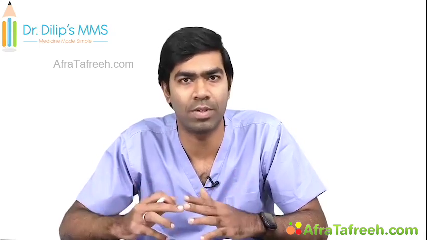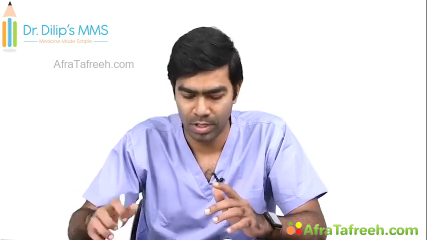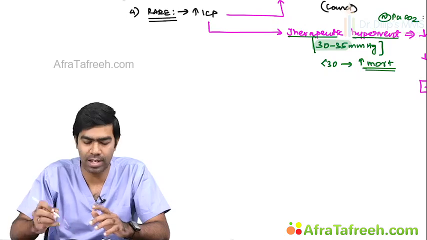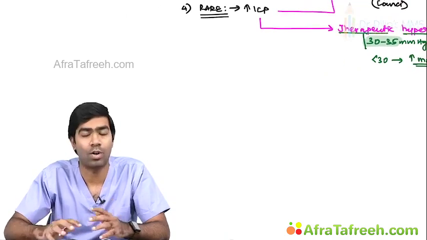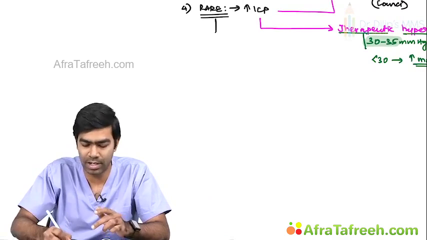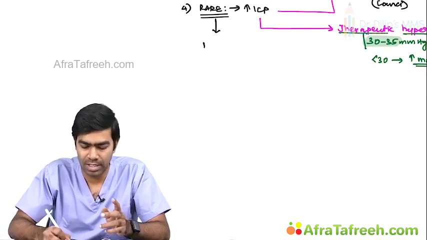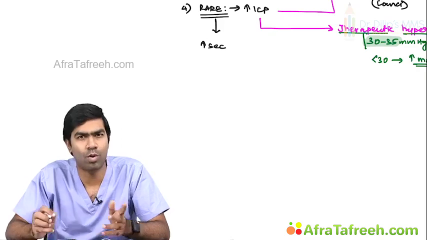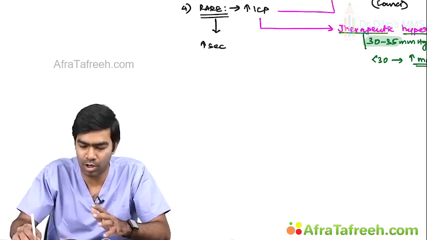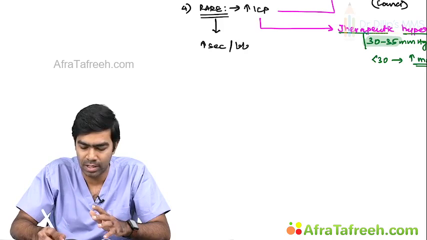So then only the patient will be improving in a much better way. Okay. So this is the first rare indication for endotracheal intubation, that is raised ICP. The second rare indication is when the patient is having a lot of copious secretion in the respiratory tract, or a lot of blood that is bleeding in the respiratory tract.